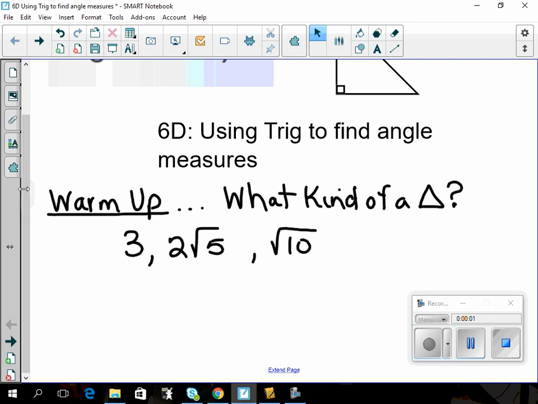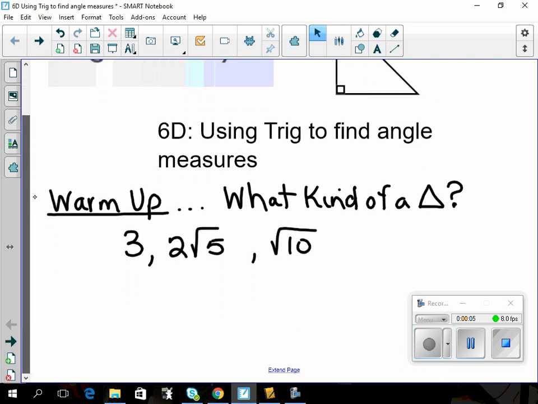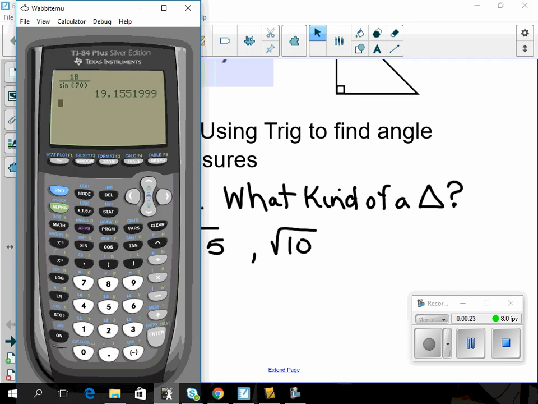So today we are going to move on to something new. We're going to be using inverse trig functions to find angle measures, but I want us to review a little bit first. So I have a warm-up here where I have the 3 different side lengths of a triangle, and I'm asking you what kind of triangle it is. And I've written them, and they're not necessarily in the right order, meaning they don't go from smallest to largest. So I need to figure out what they are.